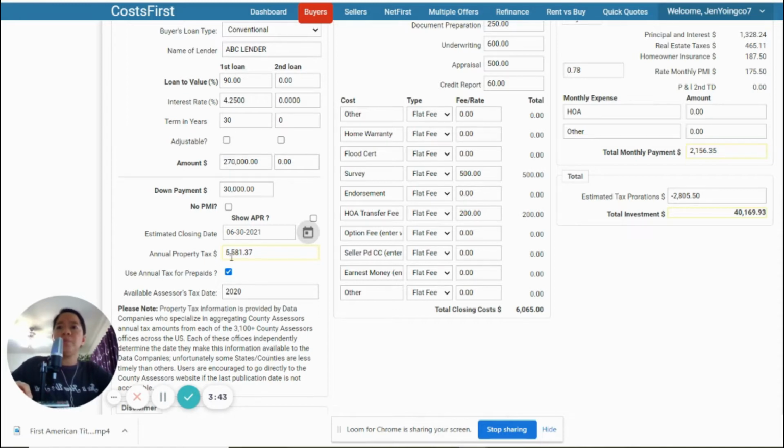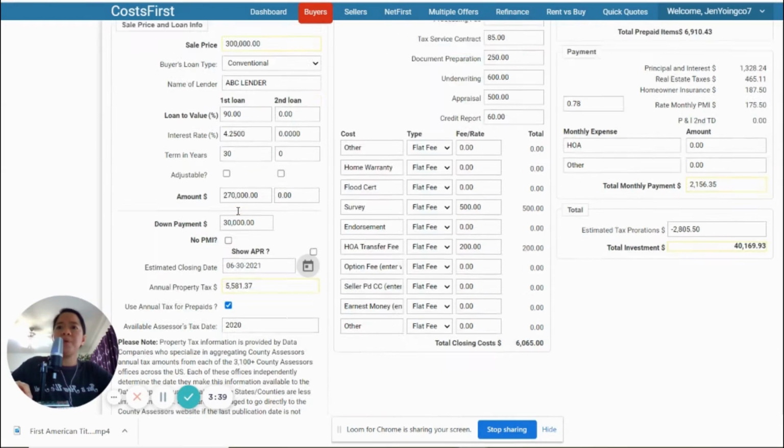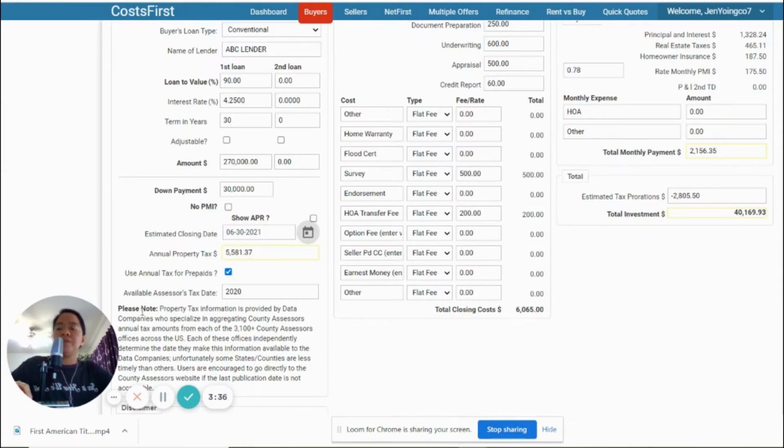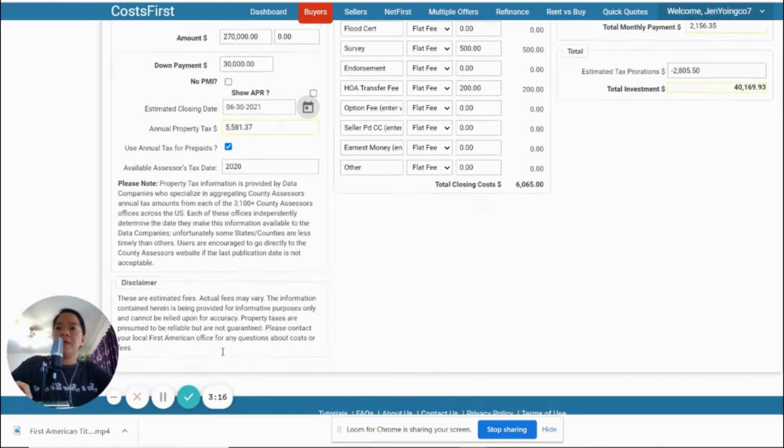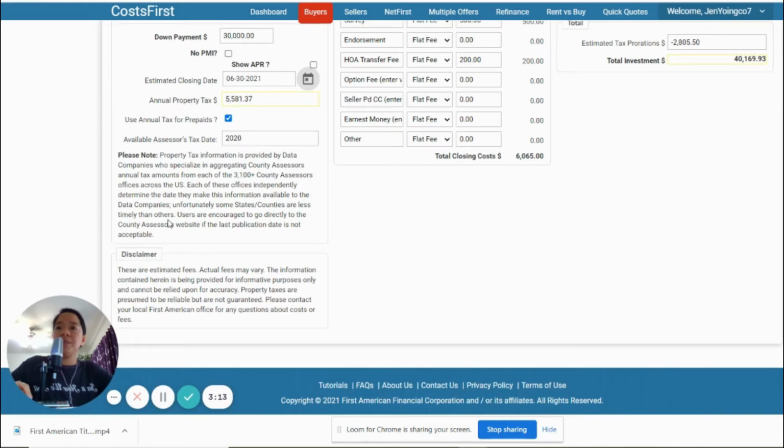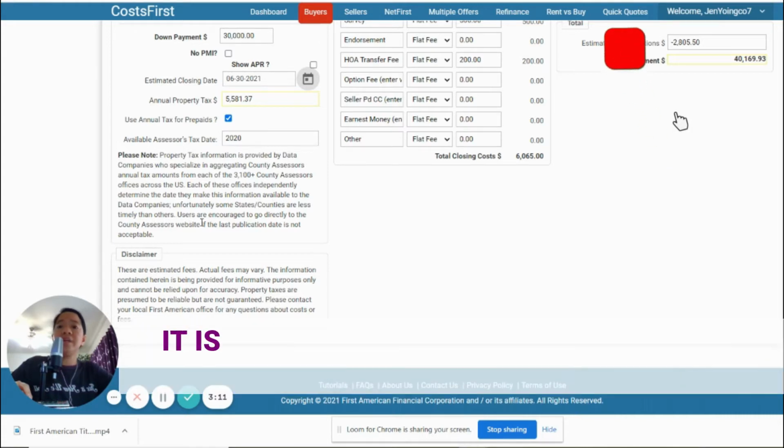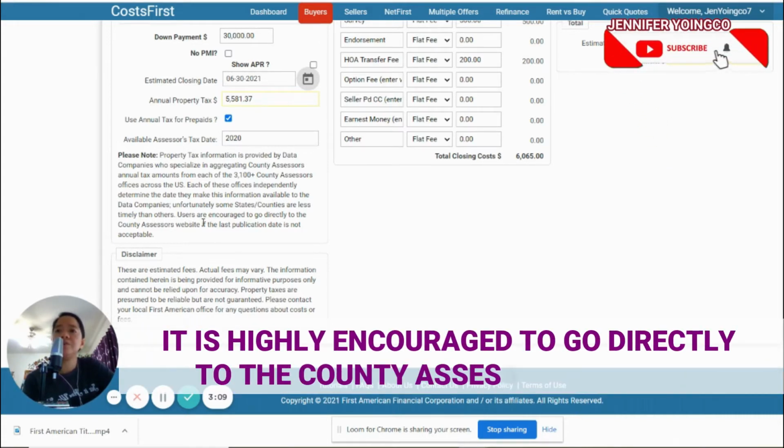If you notice, it pulled the annual property tax information for this particular property. And there's a note here saying that property tax information is provided by data companies who specialize in aggregating county assessors' annual tax amounts from each of the 3,100 plus county assessors' offices across the U.S. Each of these offices independently determines the date they make this information available to data companies, and some of them are less timely than others. So users are encouraged to go directly to the county assessor's website.